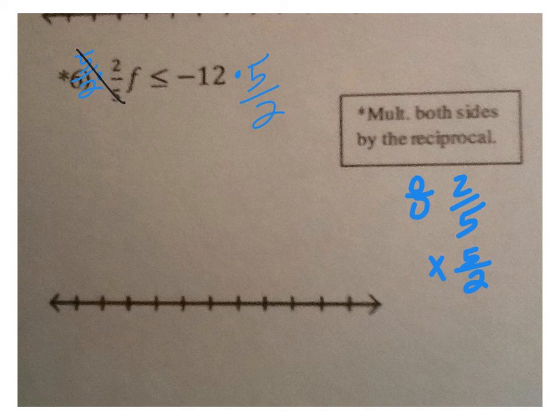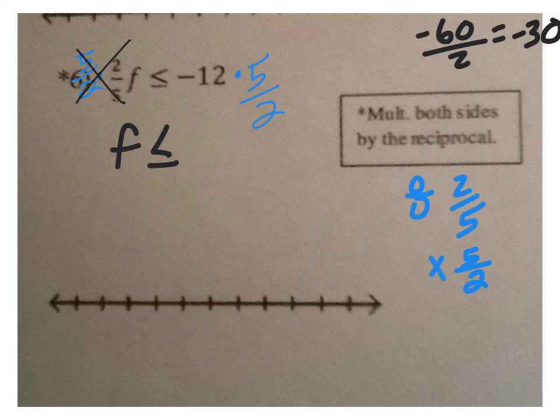Okay, on the left, the 5's and the 2's cancel, and you're left with just an f, less than or equal to. Okay, negative 12 times 5/2. You could multiply that across, and that would be negative 60 divided by 2. Well, negative 60 divided by 2 is negative 30. You could do it that way. Another way you could do it is to cross simplify. So you could say, well, 2 goes into 2 once, 2 goes into negative 12 negative 6 times. And negative 6 times 5 is negative 30. So depending on your fraction skills, either way will work just fine.